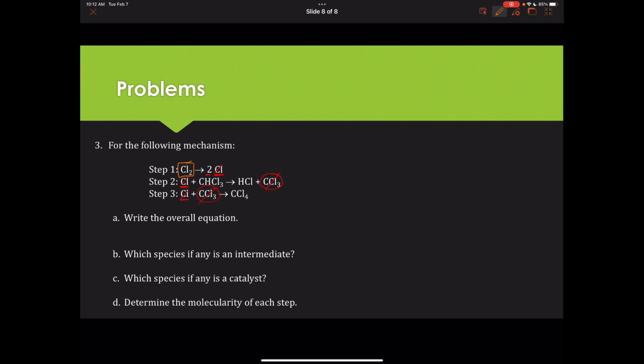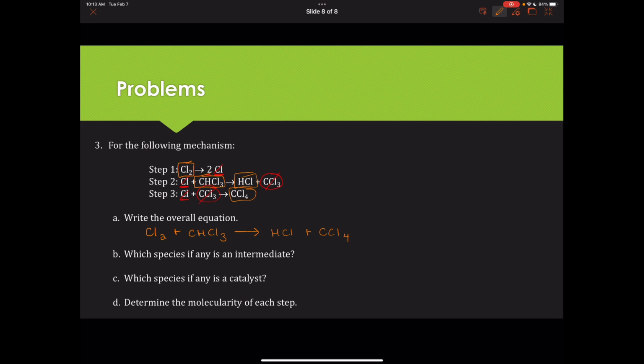with Cl2 plus CHCl3 producing HCl and CCl4. So that's my overall equation.